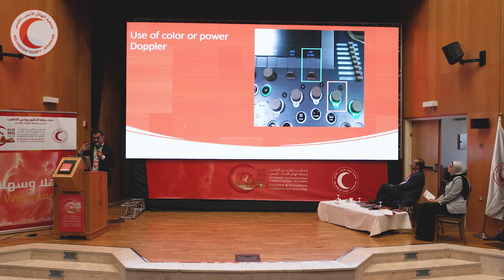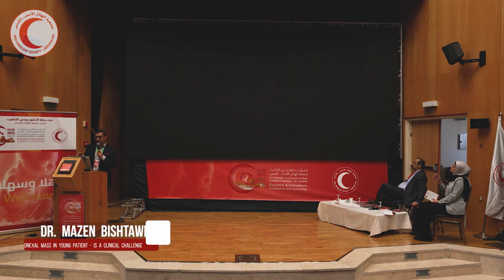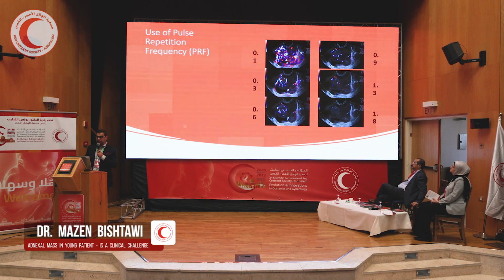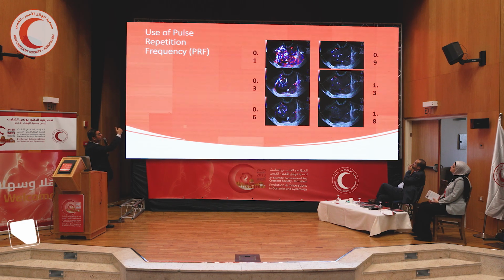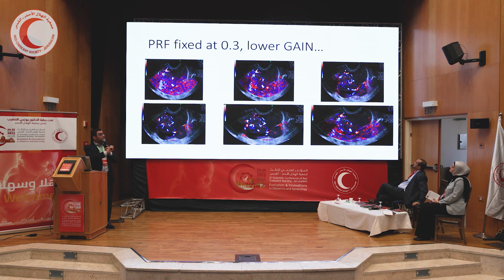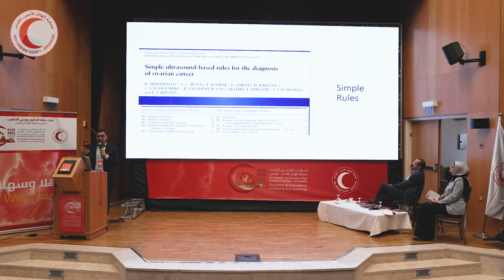I'll show you a little trick for how to check your Doppler, because many times you run your Doppler and everything is red, and sometimes nothing is happening. First, your machine has something called PRF, the pulse repetition frequency. You have to fix it at 0.3, because the lower you go, you will see very high flow, and the higher you go, you might not see flow. So first you fix PRF at 0.3, and then you play with the gain until you are satisfied with the vascularity, and then you can check the flow within the ovary.